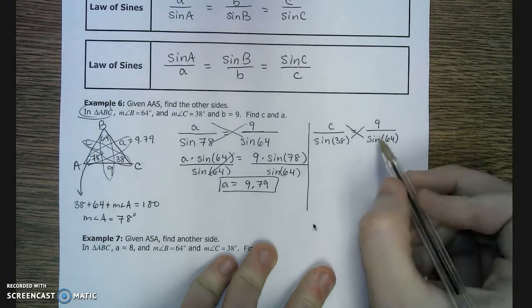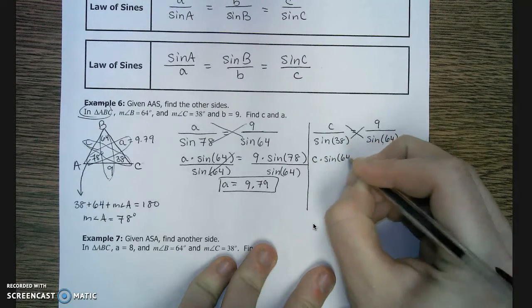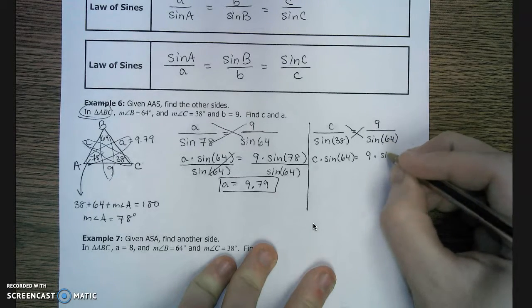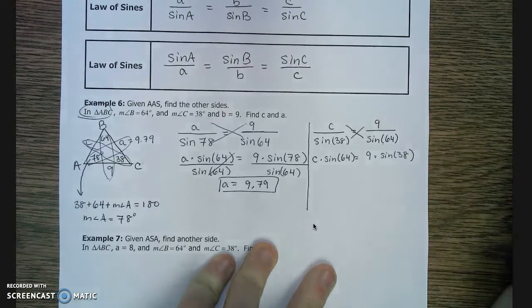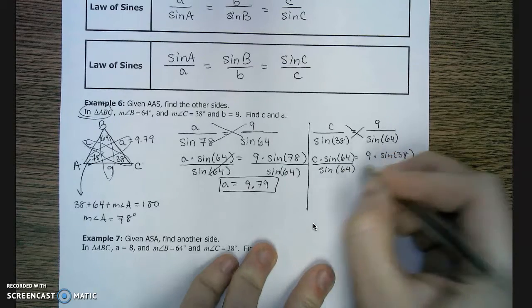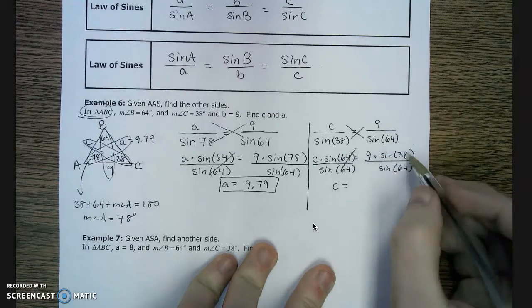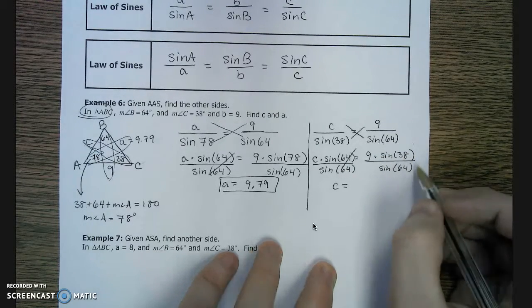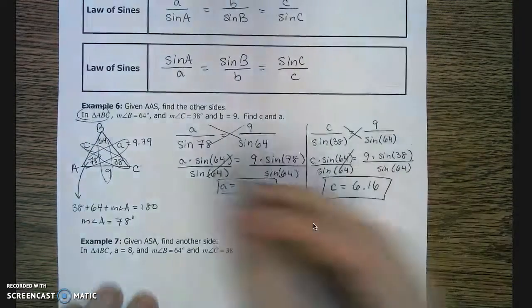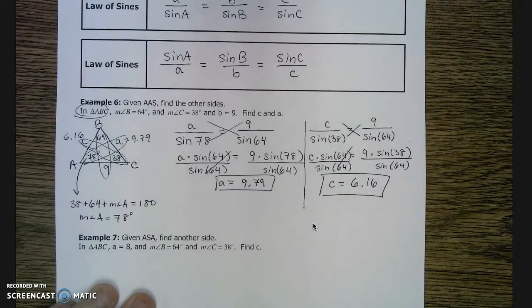So I've got c times the opposite, so c times sine 64 equals 9 times sine 38. And then to find side c, we're going to divide by sine 64. Make sure you close your parentheses before you divide, and you will get 6.16 for side c. So we have successfully solved that triangle.